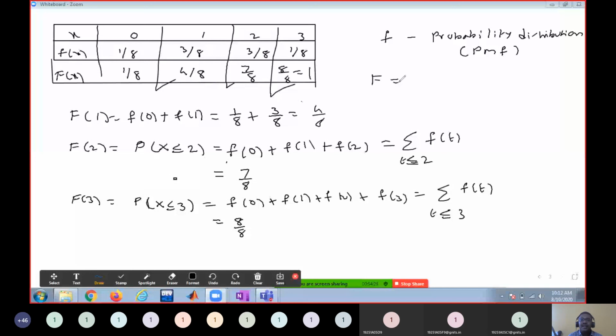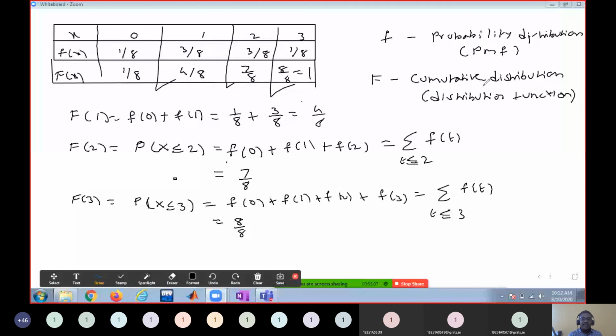This capital F is called a cumulative distribution function. Cumulative distribution, or simply people call it as distribution function. So by default, distribution function means cumulative distribution only. Okay.